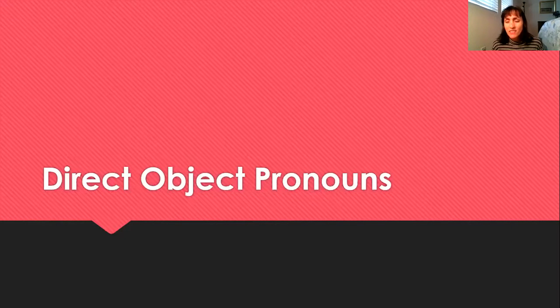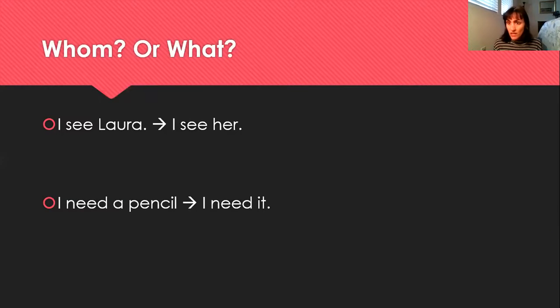Okay, so direct object pronouns. First of all, a pronoun is just something that replaces a noun. So instead of saying Amanda, we could say she. She would be a pronoun that replaces Amanda. So what is a direct object? A direct object answers the question who or whom after the verb. I should say whom or what after the verb.